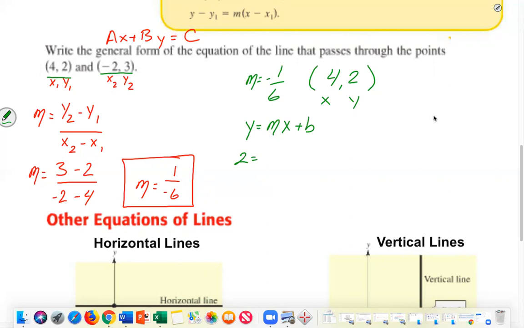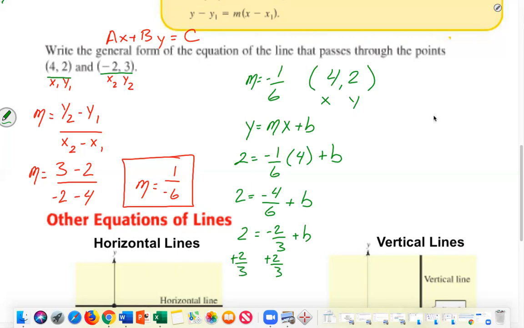Now, substitute. So 2 equals negative 1/6 times 4 plus b. So 2 equals, simplify here, negative 4 over 6 plus b. Okay, I don't really like negative 4/6, so I'm going to write negative 2/3 plus b. To get rid of negative 2/3, I add it. And I got b equals 2 2/3, which is 8/3.